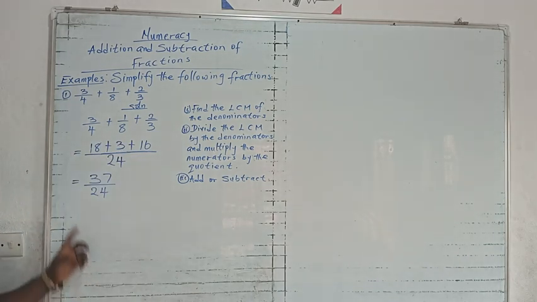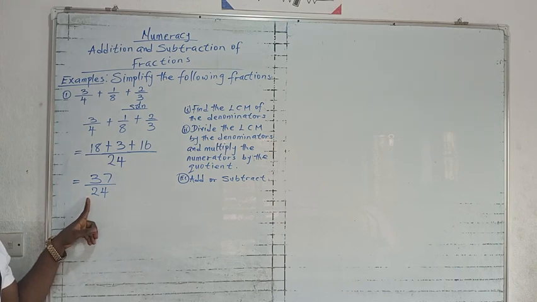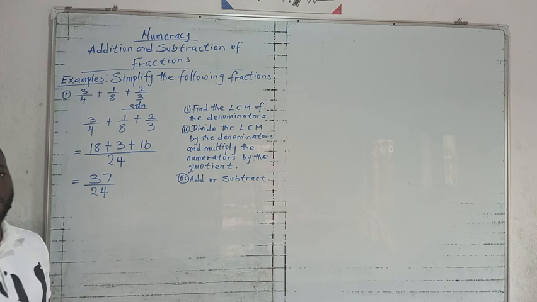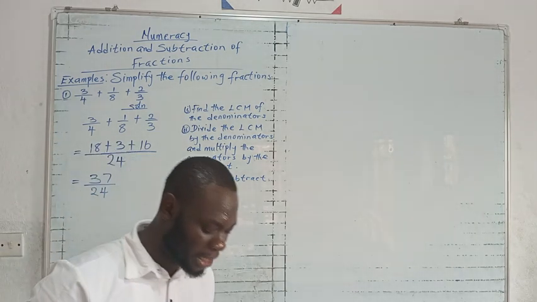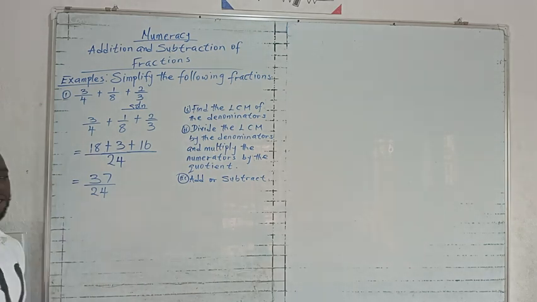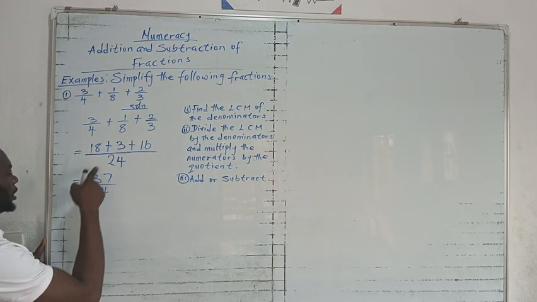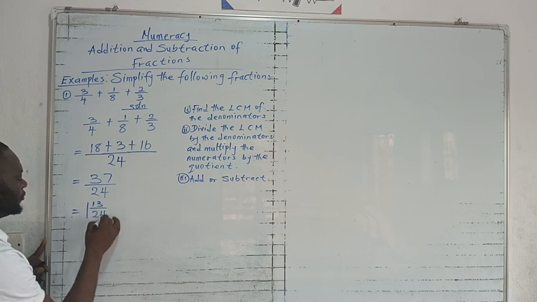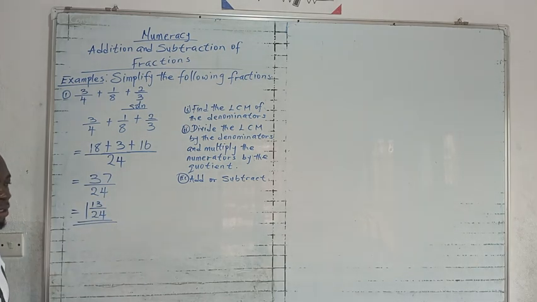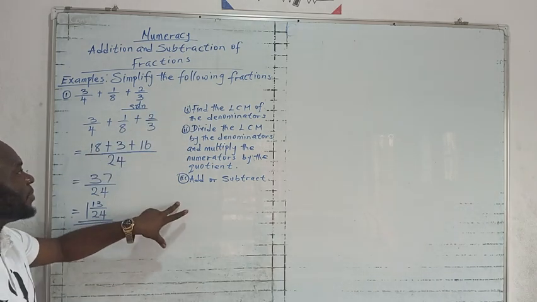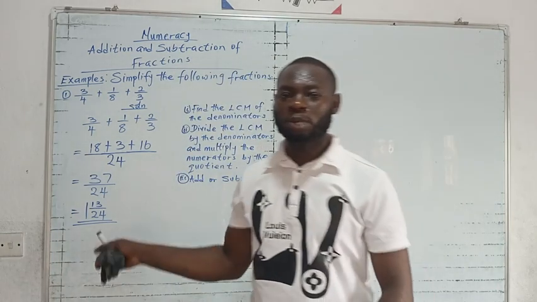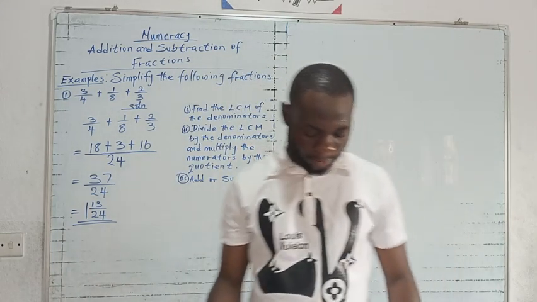But are we going to leave fractions in improper fraction? No. So we do not leave our answer in improper fraction. We will always go a step further by making it a mixed fraction. Now, 37 over 24 in mixed fraction should be one whole number, 13 over 24. And this becomes our final answer. Alright? So the same step applies to subtraction of fractions. Okay?